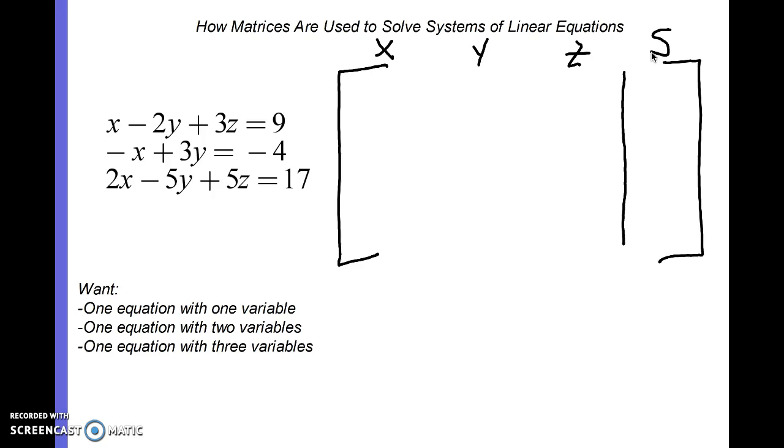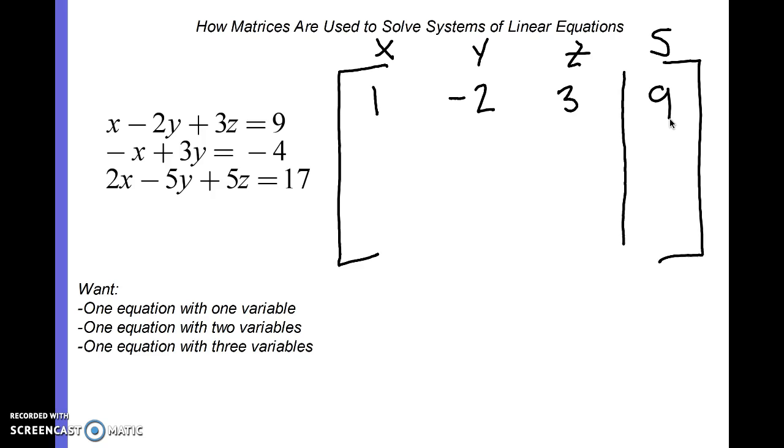What we do when we create an augmented matrix is we take all the coefficients from each one of these equations, and those become the elements of our matrix, right? So for the first equation, my x coefficient is 1. For the y value of my first equation, the coefficient is -2. The coefficient on the z for my first equation is 3, and the solution, or the right-hand side of the equation, is just 9.